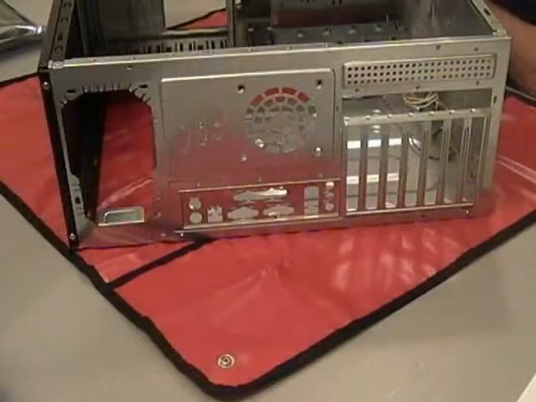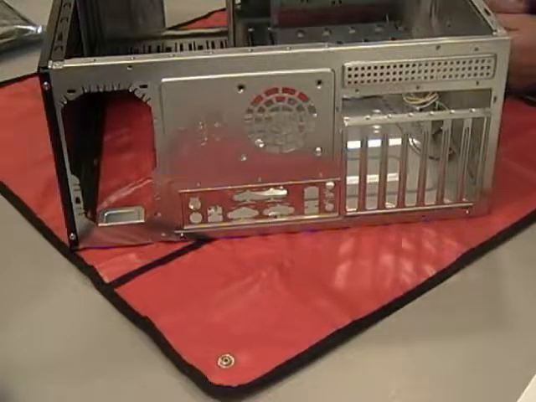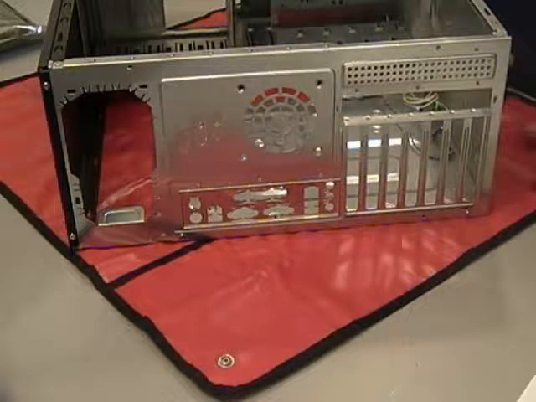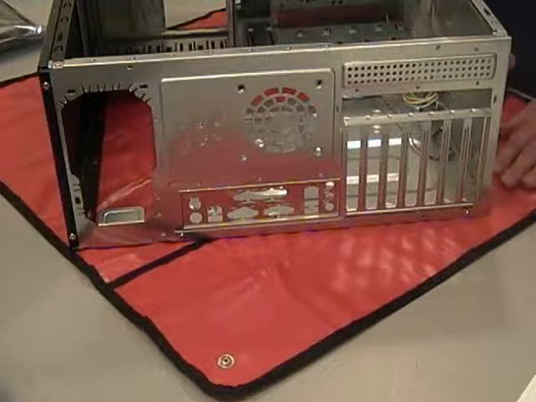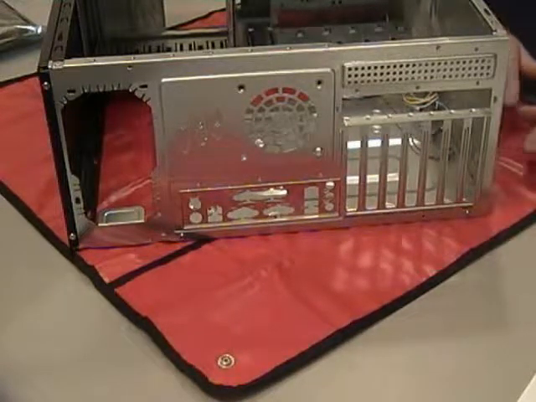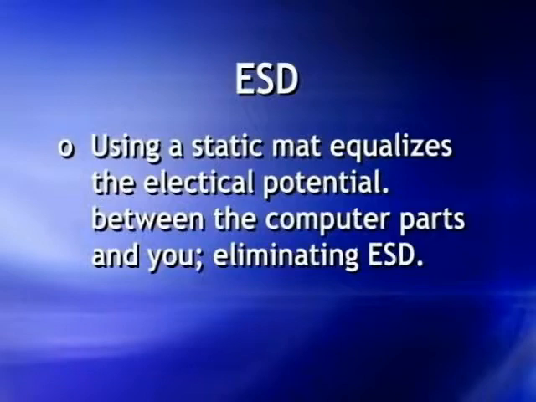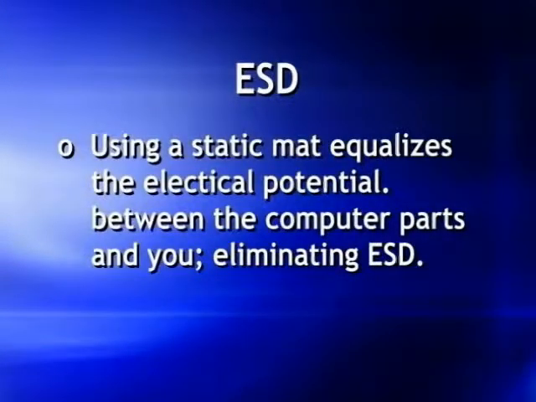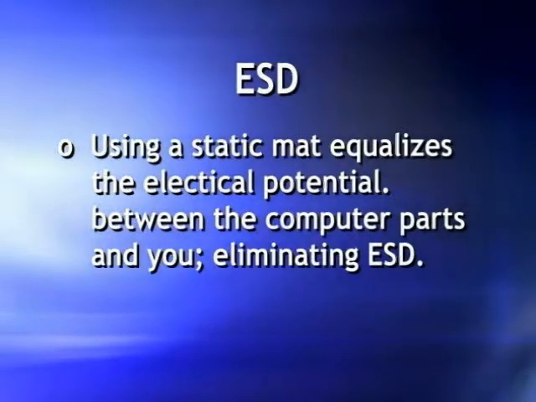One of the best things you can do is use a static mat. This red piece of plastic that you see right here is an anti-static mat. Some people call it a static dissipative mat. Its job is to provide conductivity between the PC system that we're working on and myself. Okay? Providing equilibrium between the case and me, we make sure that no electrical charge builds up.